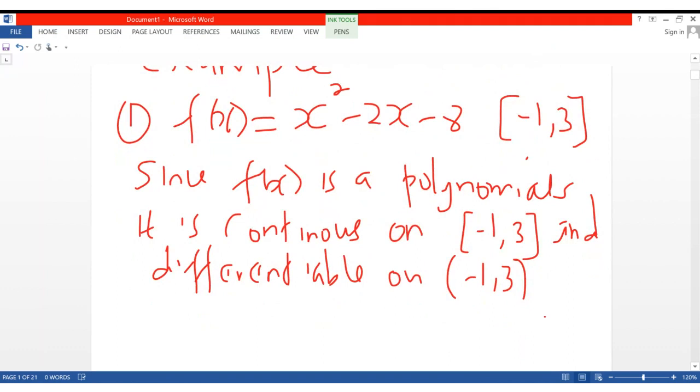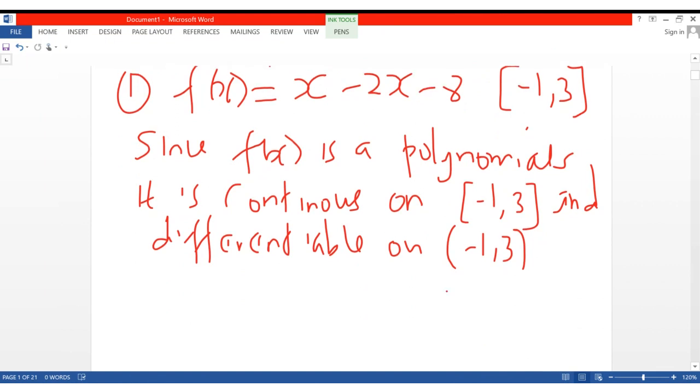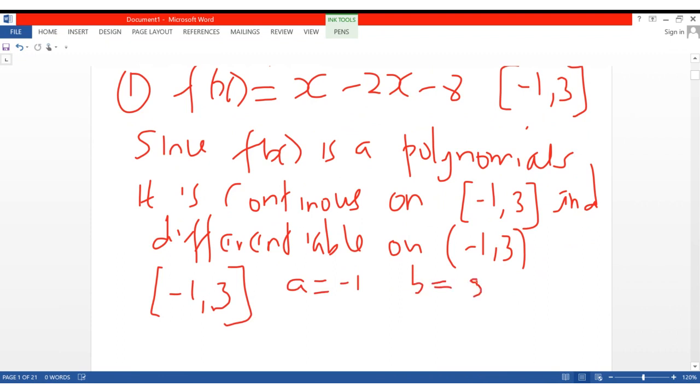We'll get 2x minus 2. So all polynomials. So we don't need to do a lot of proving. You can just go to the basics that all polynomials are continuous and differentiable. Very important. All polynomials, so that's one feature that we need. Now we need to find our A and our B. So our interval is given by -1 and 3. So this means that A is -1 and our B is 3, basically the interval that we have been given.